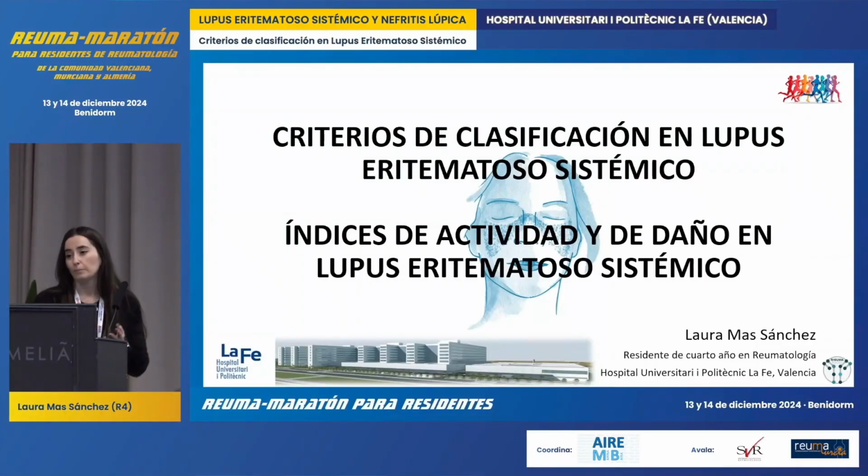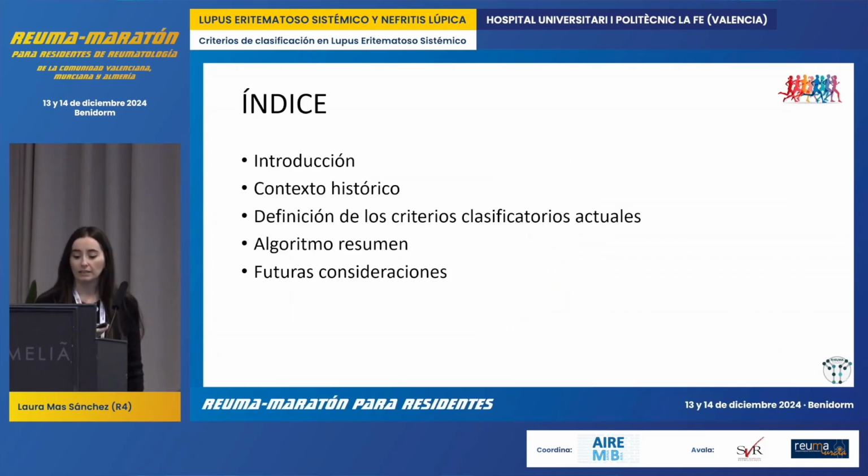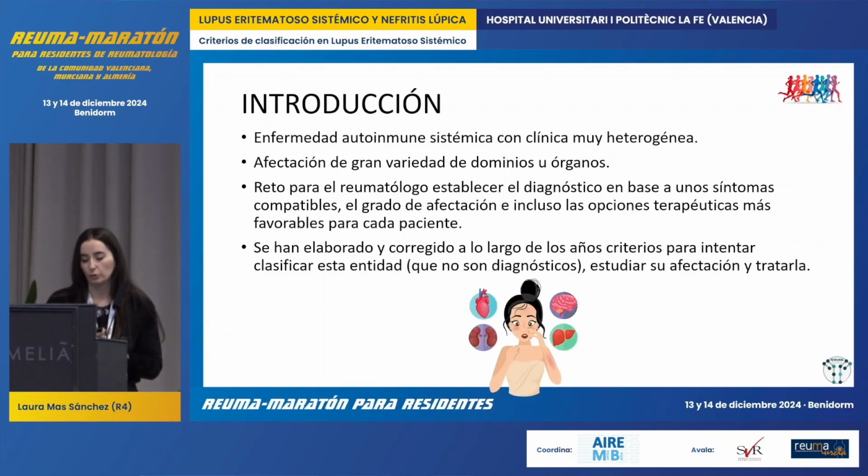I'm going to talk about the first aspects to consider in lupus, which are the classification criteria and the activity and damage indices. First, regarding the classification criteria, this is the outline we will follow, starting with a very brief introduction to lupus. Then, a historical context, the definition of the criteria currently in use, and the summary algorithm included in the current EULAR recommendations. And some future considerations that are mentioned, and well, I thought it was relevant to bring them up in case they are of interest to any of you.